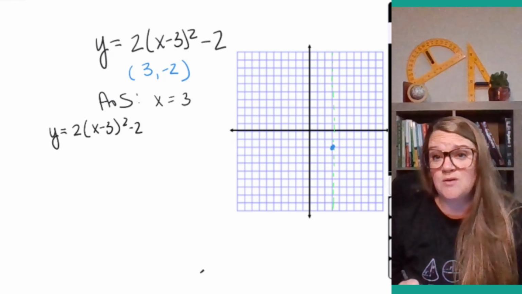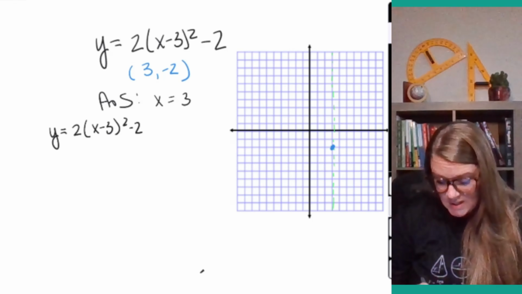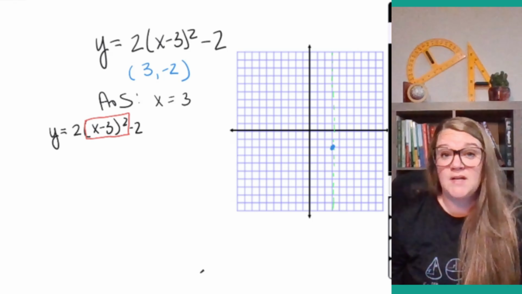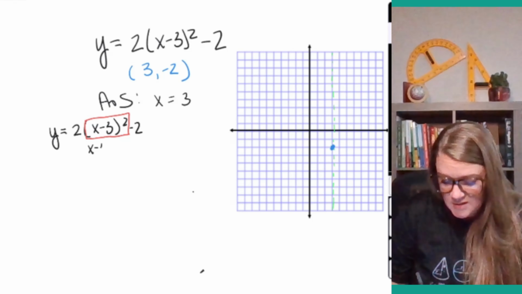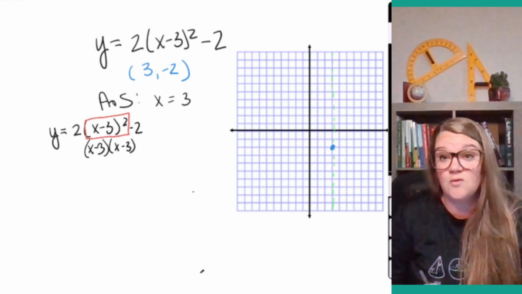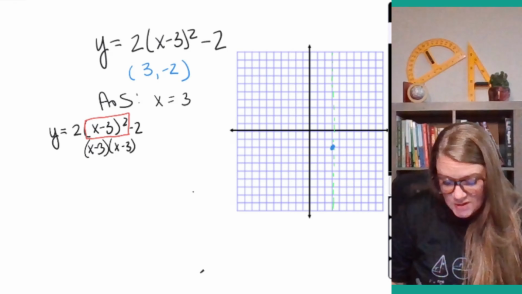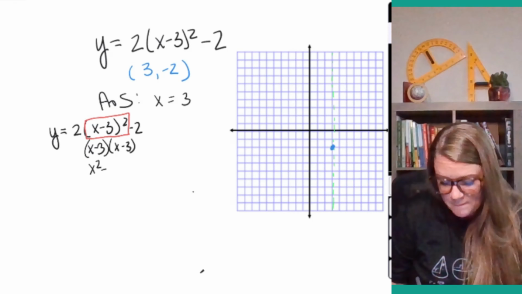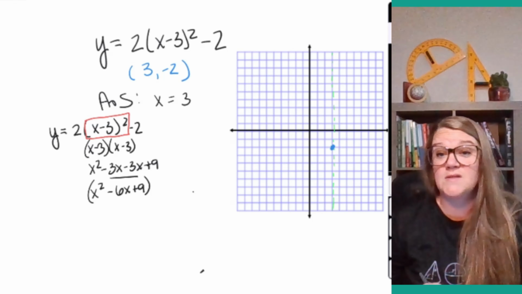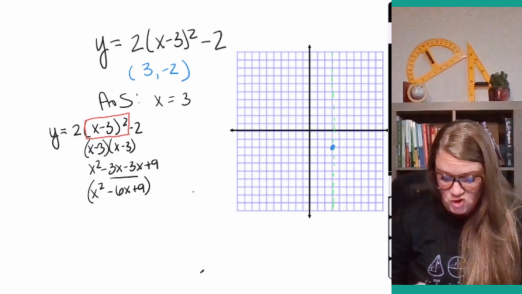What that means is I need to get rid of my parentheses. So the first thing I need to do is this part right here. If I am squaring x minus 3, that means that I'm taking x minus 3 times another x minus 3, and I'm going to FOIL that or distribute. So that part, just the red box, is going to give me x squared minus 3x minus another 3x plus 9. And I'm going to combine my like terms in the middle: x squared minus 6x plus 9. Now, that has to stay in parentheses this time because I can't forget that I have that 2 in front.